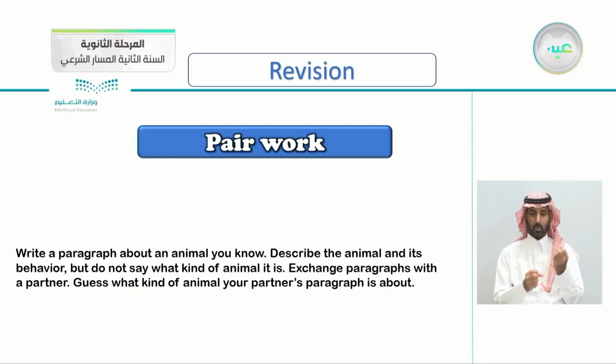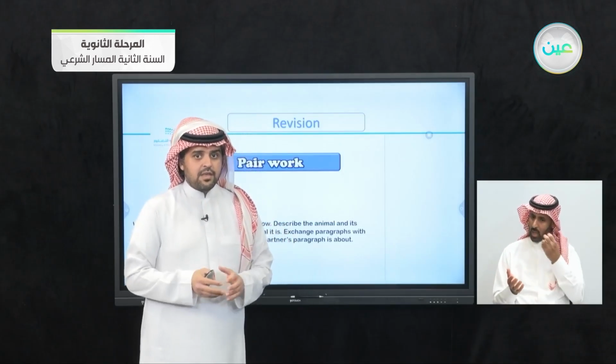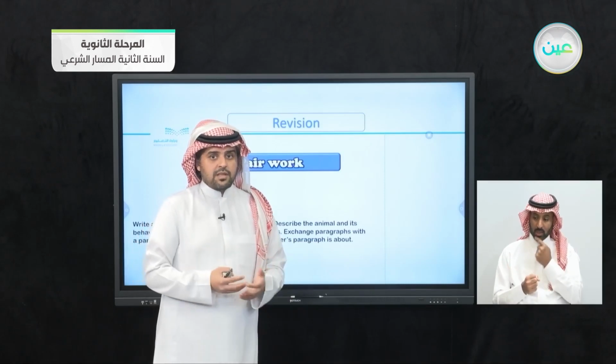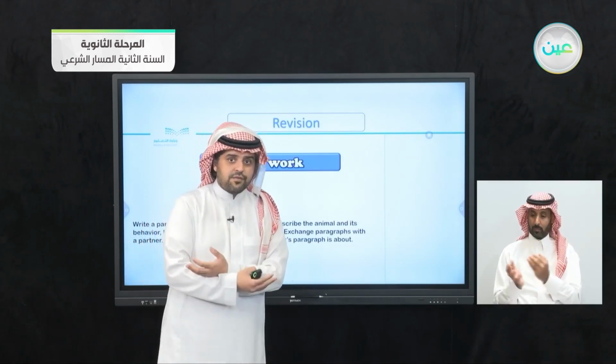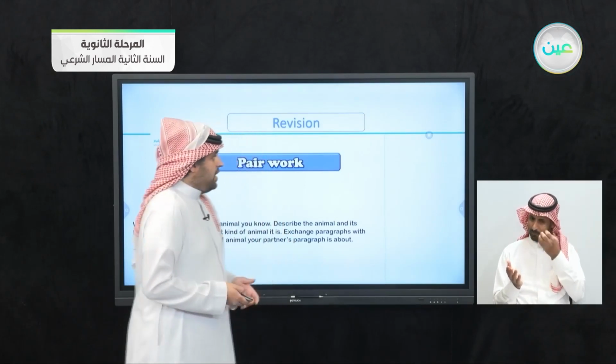Pair work. Write a paragraph about an animal, describe the animal and its behavior, but don't say what kind of animal it is. Exchange the paragraph with your partner. Guess what kind of animal your partner's paragraph is about. If you remember the previous lesson, I asked you to write about an animal without saying the animal itself. The animal, its behavior, what do you do with it? Then exchange the paragraph with a friend and try to figure out what the animal is.